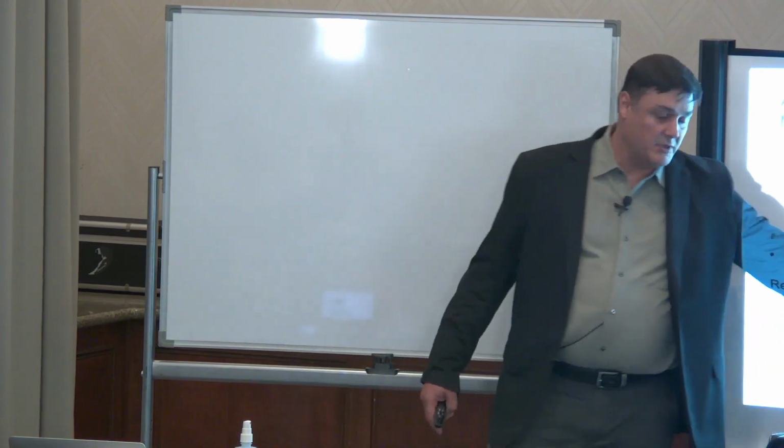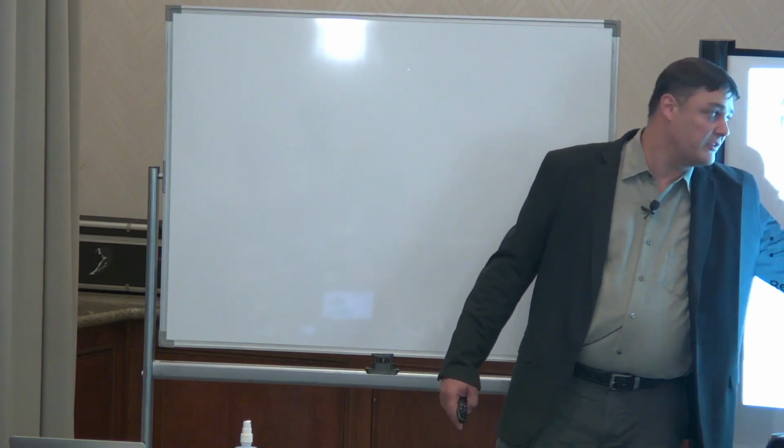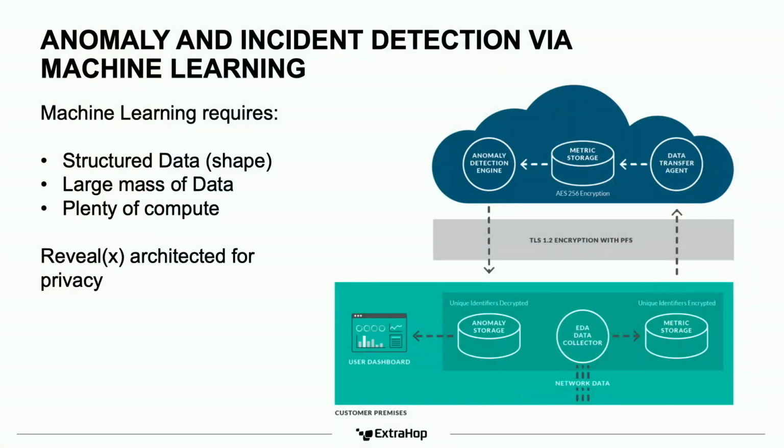Essentially, all we did was we used a deterministic encryption algorithm. So we generate a key down here. This is on the customer premises, the green box, and then the blue box is the cloud. We generate a key down there. It's unique to each individual box.